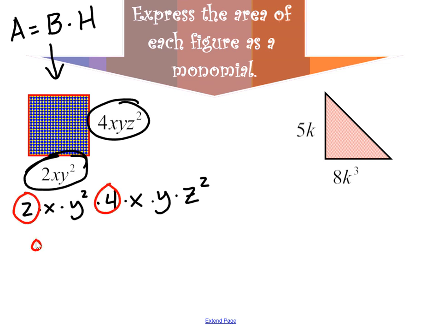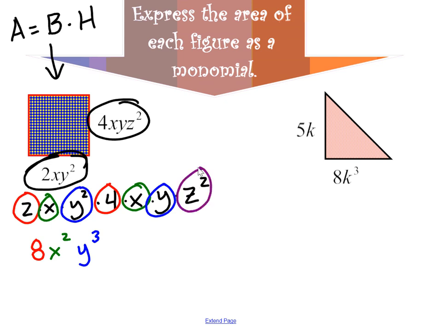I have x to the first times x to the first, so I need to add those exponents together. So it's going to be x squared. I have y squared times y to the first, so that's going to be 2 plus 1 is 3. And then I have a z squared by itself, so I just have z squared. So that's actually going to be my final answer right there. 8x squared, y to the third, z squared.